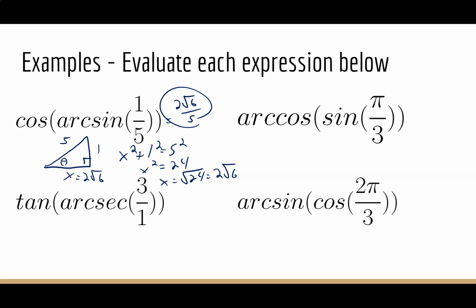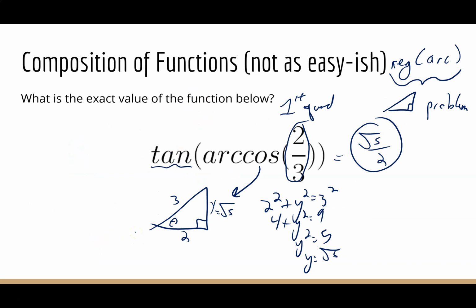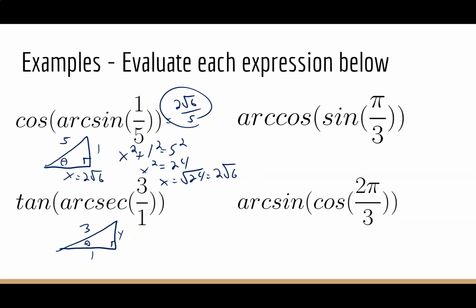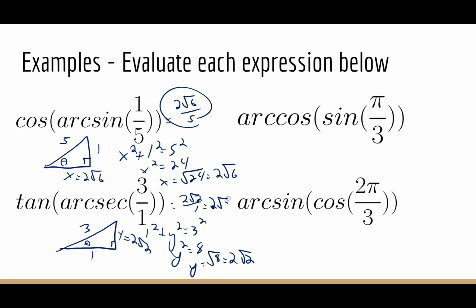Down here, tangent of arc secant, 3 over 1. So secant is the opposite of cosine. So instead of adjacent over hypotenuse, it's hypotenuse over adjacent. And I need the y value. It's tangent again, which, didn't we just do this one? Nope, looked like it. Never mind. So let's see. 1 squared plus y squared equals 3 squared. So that's 9 minus 1 is 8. So y is square root of 8, which can be reduced to 2 square root of 2. And that gives us an answer, so 2 square root of 2 over 1, which is just 2 square root of 2.